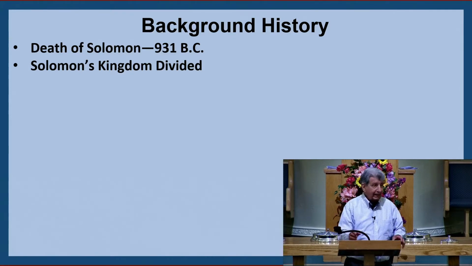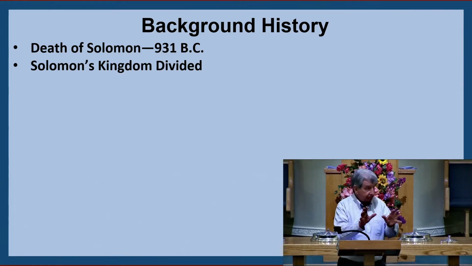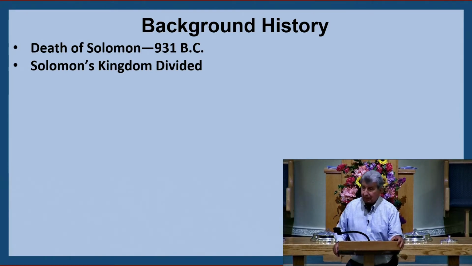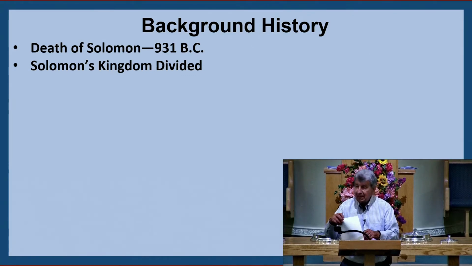In my mind, I put the reign of David at the year 1000. Just helps me break the Bible up into some 500-year segments. And so David reigns for about 40 years, and Solomon dies in 931 BC. Now, what happens is, after Solomon dies, the kingdom is divided.